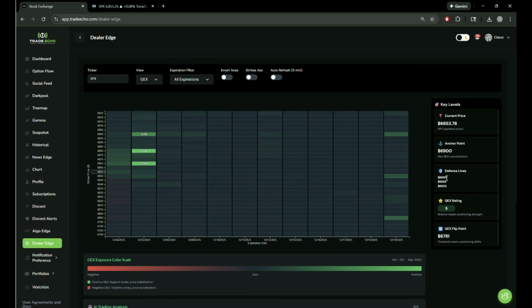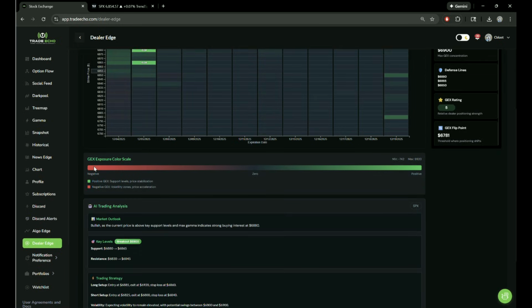Next are the defense lines at $6,880, $6,875, and $6,865. These form layered support zones. As long as SPX stays above them, upward continuation remains favored. The GEX rating is 5 out of 5, confirming strong positive dealer positioning and a high probability bullish environment. Just below that is the GEX Flip Point, sitting at $6,787, the level where volatility could expand sharply if price were to break below.